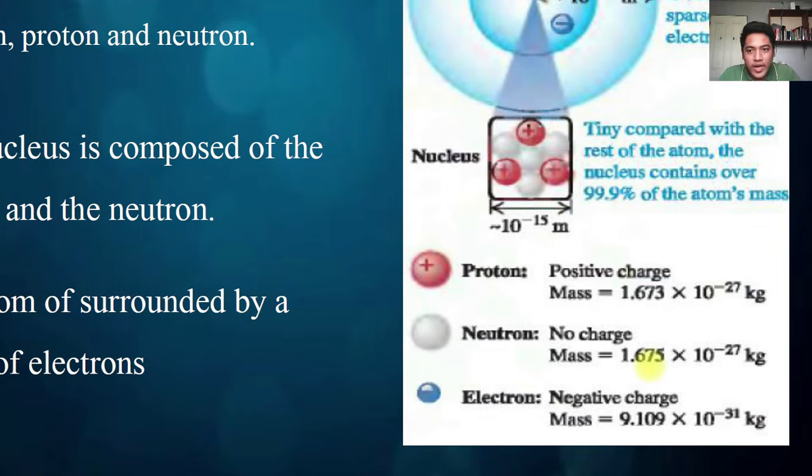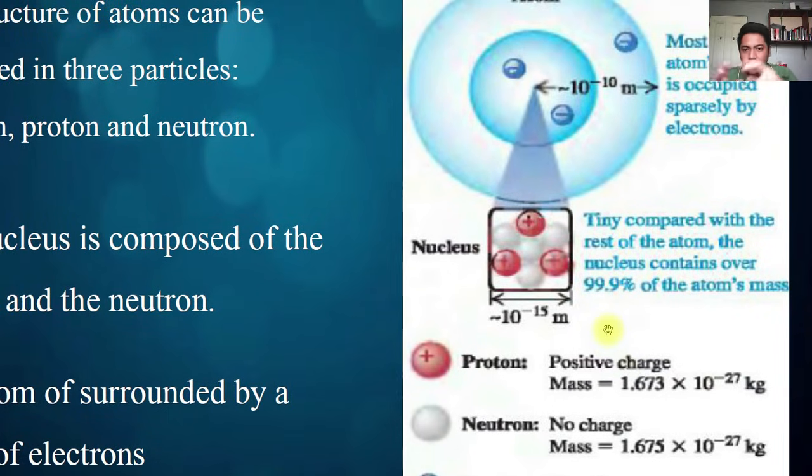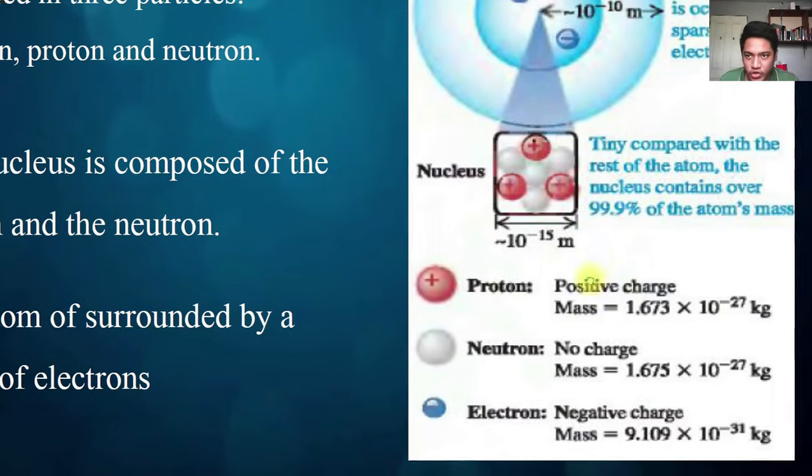My mistake, the proton has a more massive mass compared to the electron, because the mass of the electron is 9.109 or 9.11 times 10 raised to negative 31 kilograms. This is much lighter than the mass of both the proton and the neutron. Okay? And the nucleus composes 99.9% of the atom's mass. Why? Because there is the presence of the proton and the neutron.